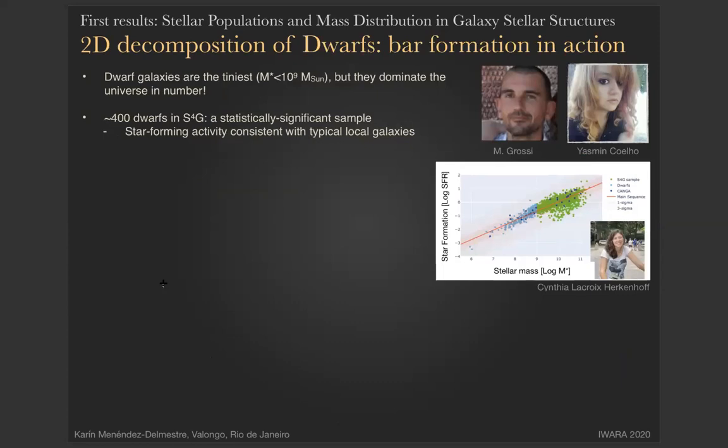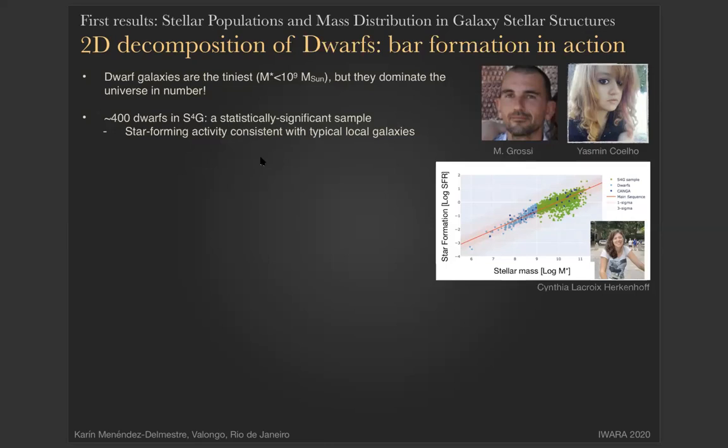On another subject, we have also been looking at the tiniest galaxies. So instead of the most massive galaxies, as I just showed you, the red-ended galaxies, we're looking at the tiniest galaxies. These are dwarf galaxies. They're the less massive galaxies, less than 1 billion solar masses, but they dominate the universe in terms of numbers. And this work has been mostly moved along by Yasmin Coelho, an undergraduate student, and Marco Grossi, visiting professor in Valongo.